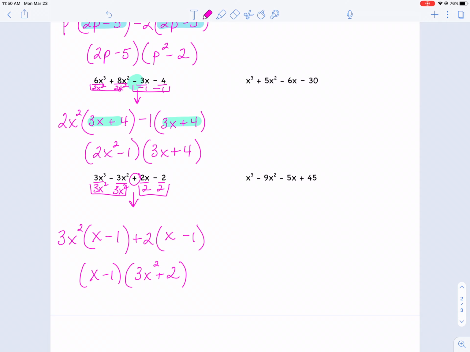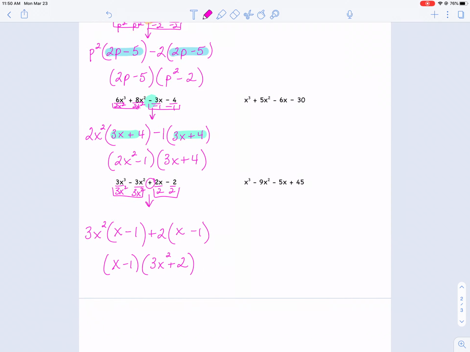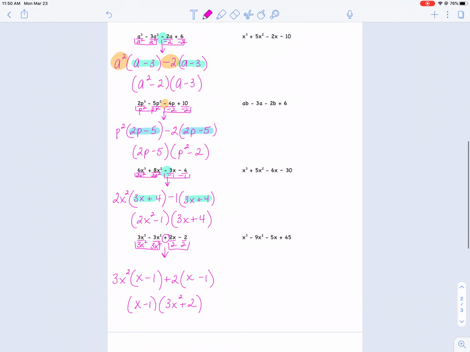Okay, hope you got that. There is your factor by grouping lesson. I'm going to finish the other side and post it as your answer key.